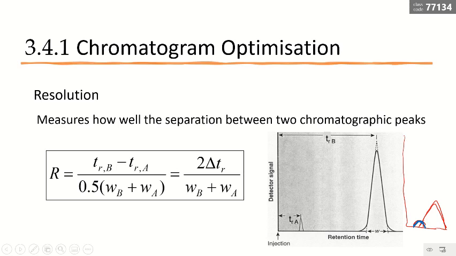How should we quantify, or how do we characterize, whether the separation is good or not? We use resolution as our professional term. How do we calculate or present it? There is a formula. It is the retention time difference, basically the retention time of the second peak B minus the retention time of A, then divided by the width, basically how wide these two peaks are.